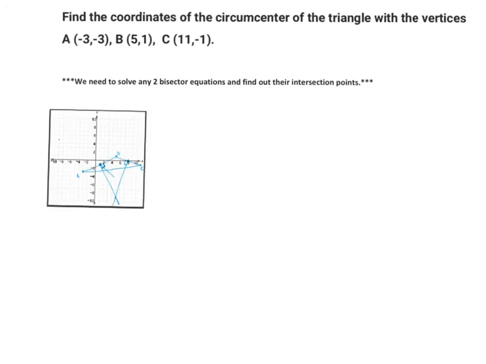All right, this last problem is sort of a long one. We need to find the coordinates of the circumcenter of the triangle ABC. The thing we need to do is solve for any two bisector equations and find out their intersection point. So what we want to do is first find the midpoint of two of the lines from ABC.